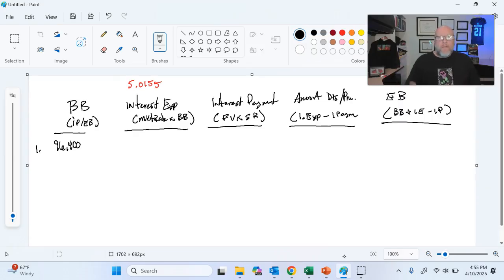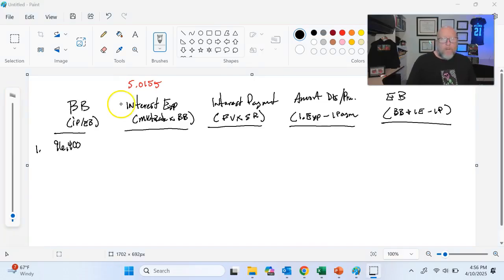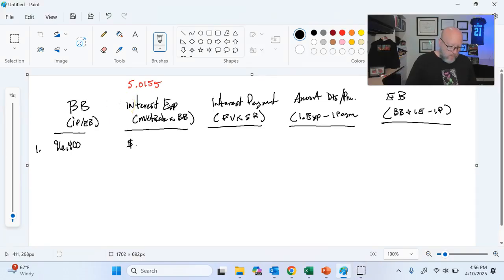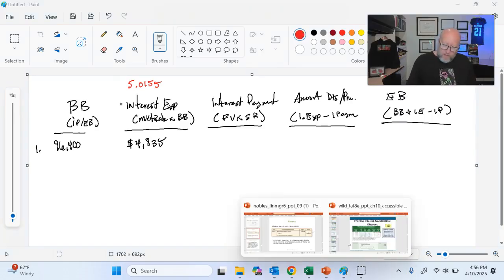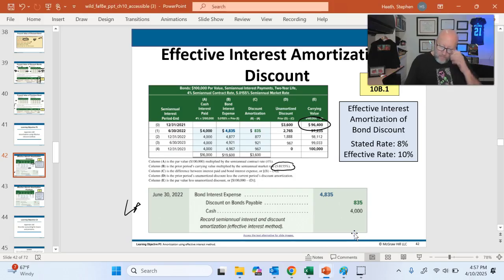But again, that was an annual rate. We cut it in half in order to pay semi-annually. So I'm going to do 5.0155 times 96,400. I'm coming up with 4,835. I rounded it. All right, our interest payment, going back to the slide, pretty sure the stated rate, okay, again, the stated rate is 8% based on all the assumptions that we were saying. So the bond has a face value of 100,000. The stated rate is 8%.